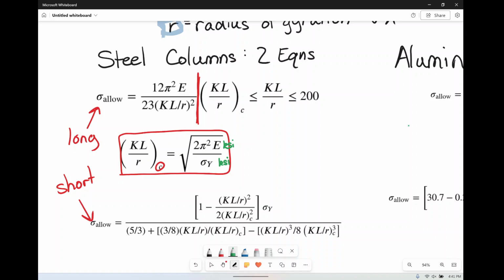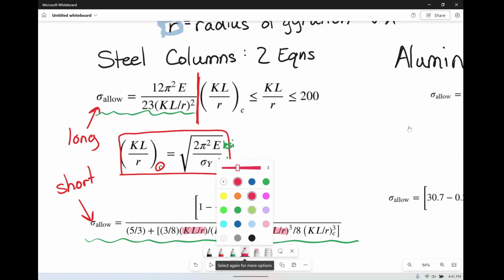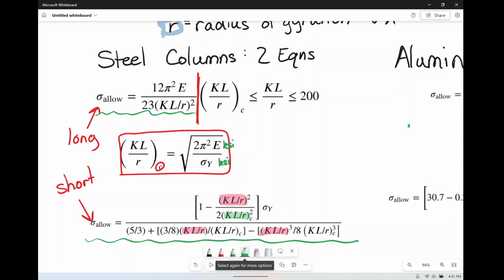So if you're long, you get the nice, pretty equation. And if you're short, you get the world's nastiest equation, which again really actually has two variables if you think about it. There's KL over R, which appears here and appears here. And then there's KL over RC, which is there, and there. So it would actually look a lot prettier if you changed those into like an alpha and a beta, and then it wouldn't look quite so terrible. But anyway, it is not exactly beautiful. So for steel, two different equations.